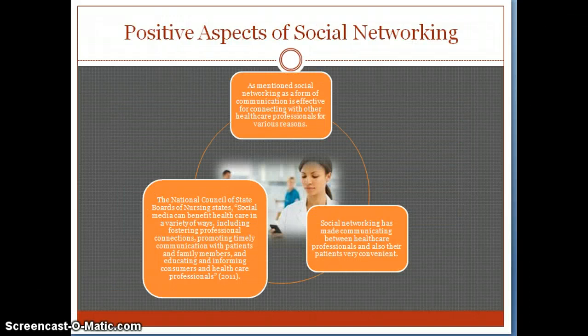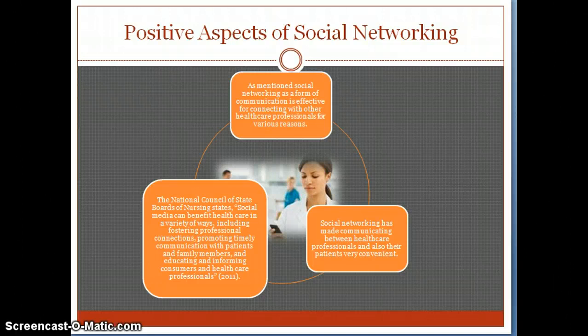And here we'll discuss the positive aspects of social networking. As mentioned before, social networking as a form of communication is effective for connecting with other healthcare professionals for various reasons. For example, you have a team of healthcare professionals who have a patient who is newly diagnosed diabetic. You have the physician working on behalf of the patient in addition to the nurse, and possibly also, most likely, a dietitian.